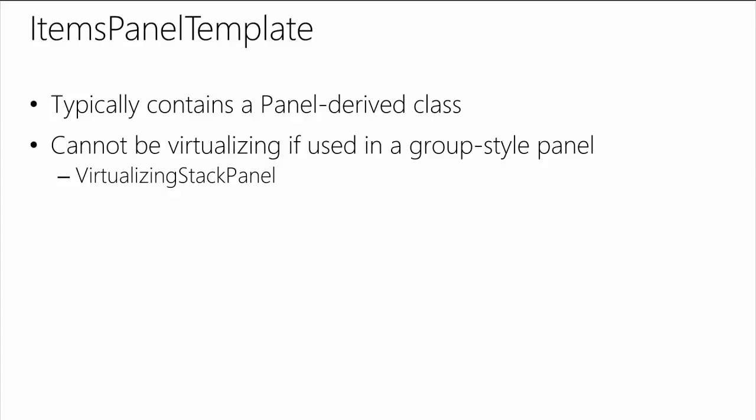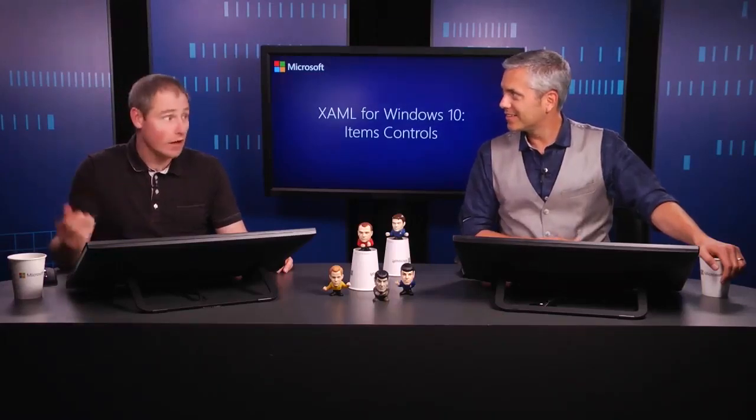The main thing here is it's actually not constrained, so it doesn't have to be a panel-derived class. But the reality is, in most cases, why would you not use one? So that means things like a stack panel, a wrap grid, even a grid you could put in there. But you couldn't put an ellipse in there. Well, you could, but it wouldn't do anything. I guess it has to have a child. You cannot put in an ellipse.